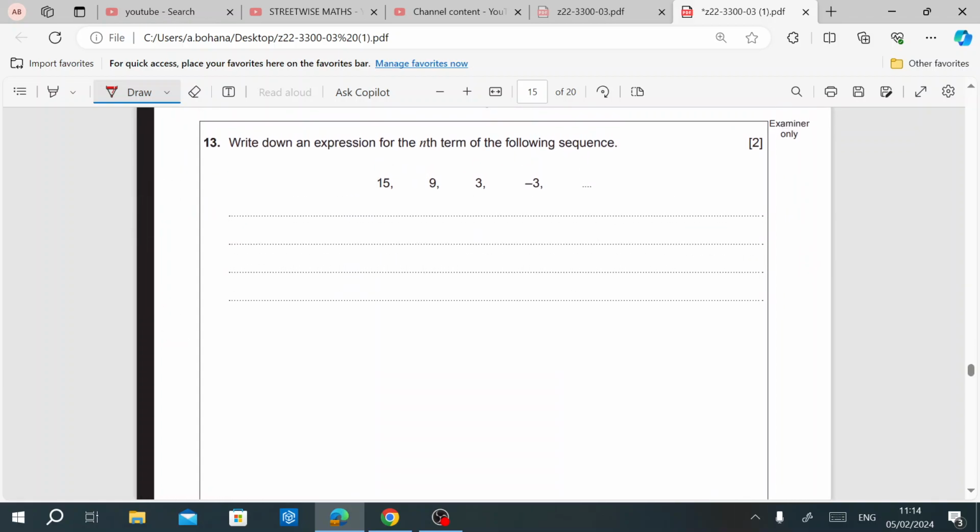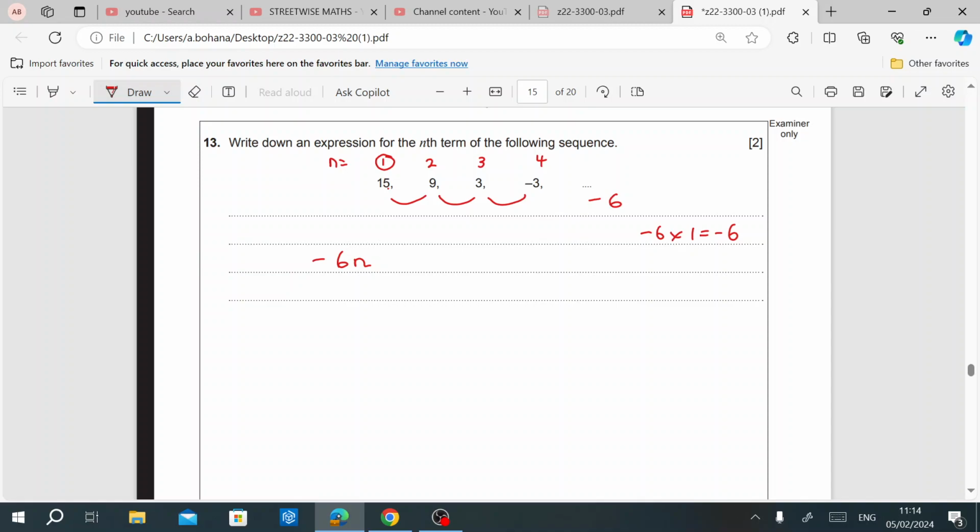Right, 13, write down an expression for the nth term. n is equal to 1, 2, 3, 4. The pattern is minus 6. So minus 6n. Then what I do is this. Minus 6 times 1 is minus 6. But I want 15, so what do I add to minus 6 to get 15?